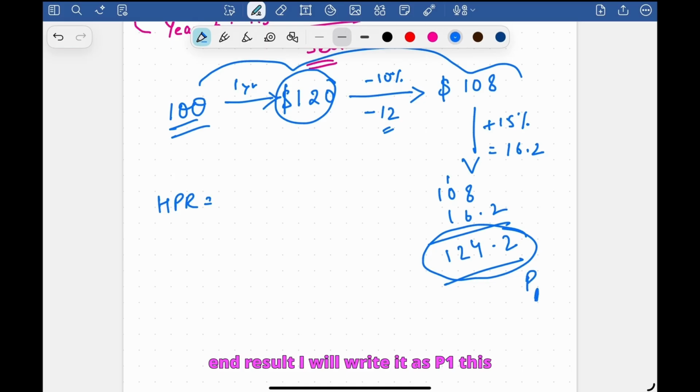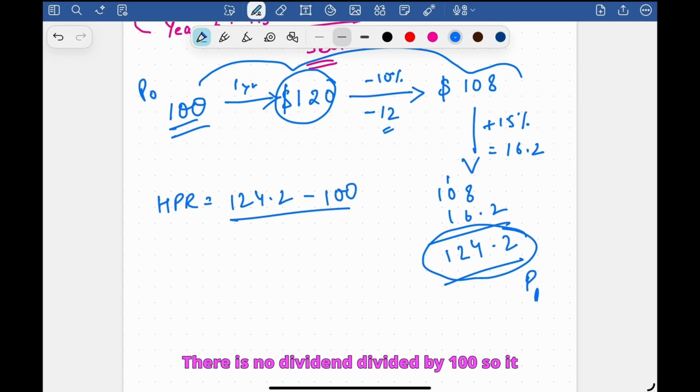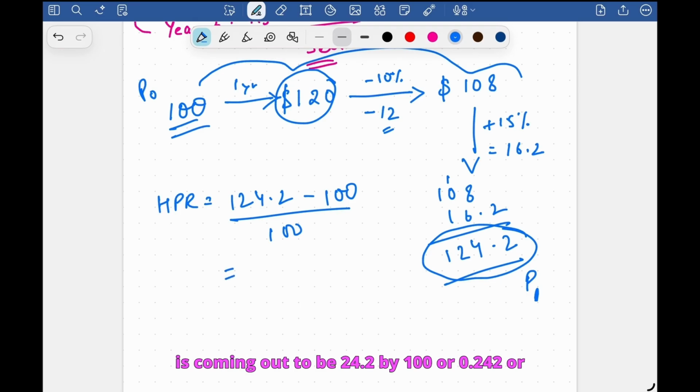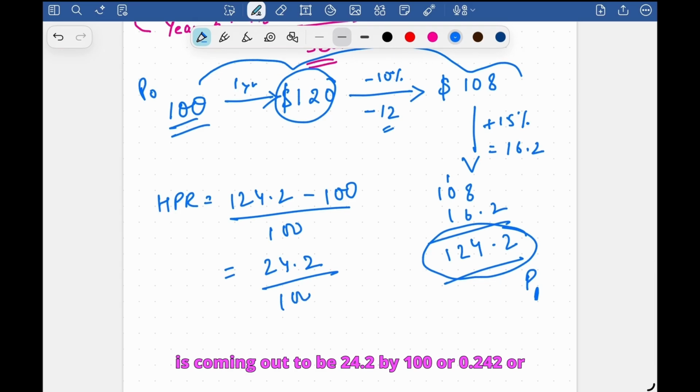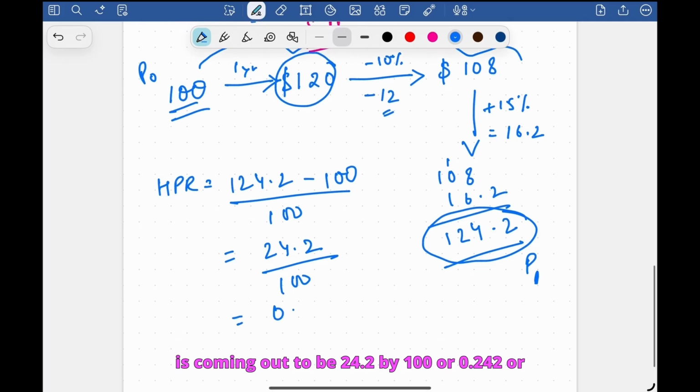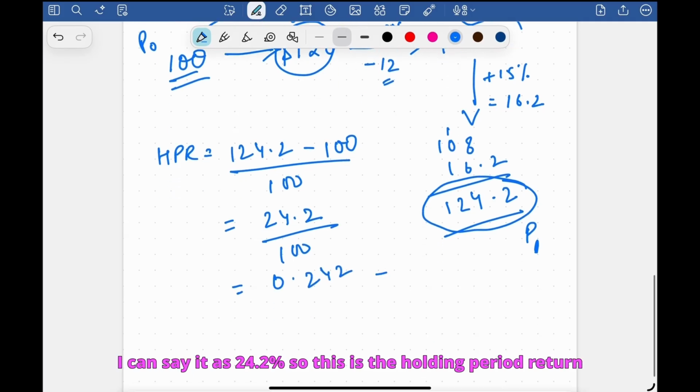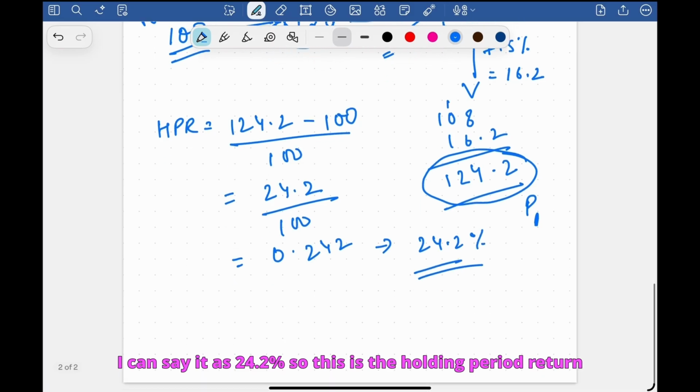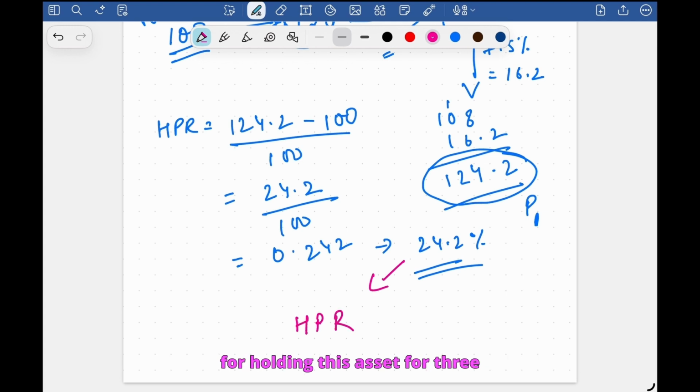I will write it as P1, this is the initial. So 124.2 minus 100, right? There is no dividend, divided by 100. So it is coming out to be 24.2 by 100, or 0.242, or I can say it as 24.2%. So this is the holding period return for holding this asset for 3 years.